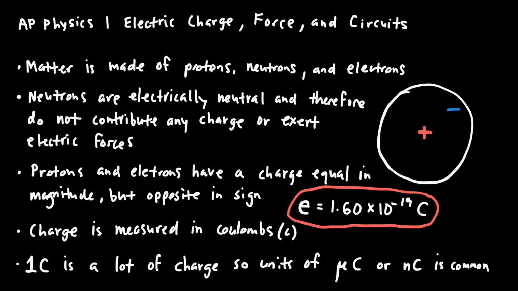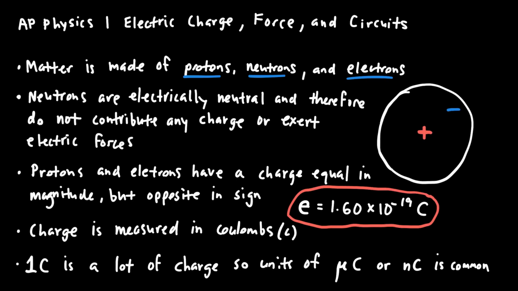This video is a review of electric charge, force, and circuits for AP Physics 1. To start, I'd like to talk a little bit about where electric charge comes from and how it gets factored into physics problems. So we know that all matter is made up of protons, neutrons, and electrons.